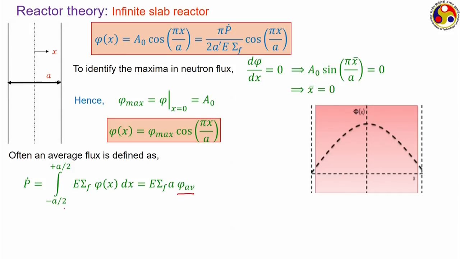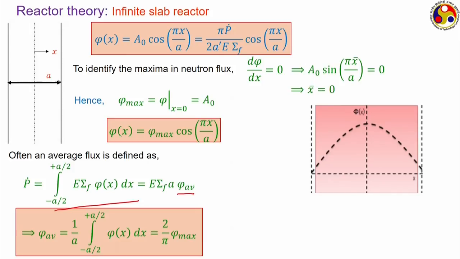Now, this is the total amount of power produced by the reactor, which we have already used earlier, and this should be equal to E sigma f A into phi average, where E is the amount of energy released, sigma f is the macroscopic fission cross section, and A is the thickness of this slab reactor, or half width of the slab reactor. Hence, we finally get this expression. This average phi value can be calculated as 1 by A into the integral of phi x dx over the entire reactor, that is minus A by 2 to plus A by 2. It comes out to be 2 by pi into phi max.